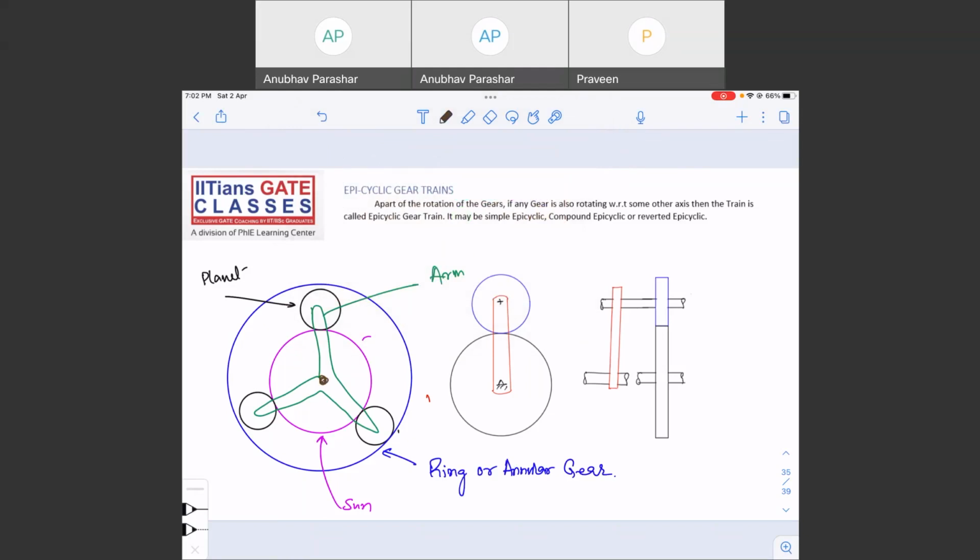So where are epicyclic gear trains used? They are used for high speed ratio. One frequently asked question is about the high speed ratio. It is used for high speed ratio, right?